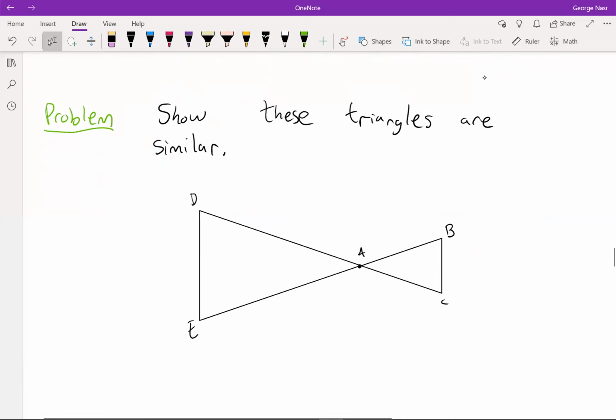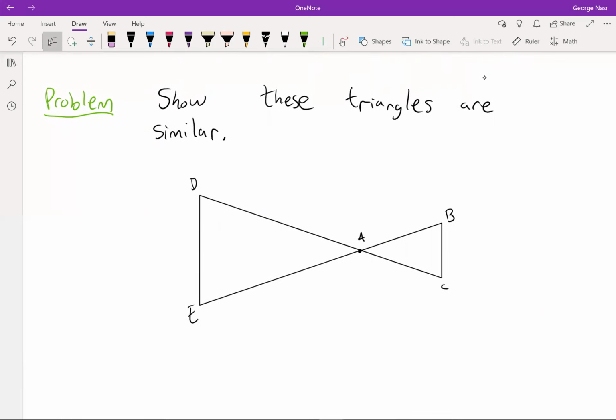Okay, here's a problem for you to do. Show that these triangles are similar. And I do need to add some extra information, and this extra information is going to really be a hint. Sides DE and BC are parallel. Spend 3 minutes, pause the video, try to show these triangles are similar. Hint, hint, use angle, angle, angle.